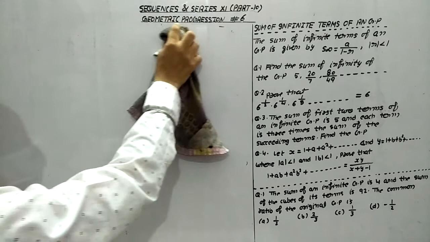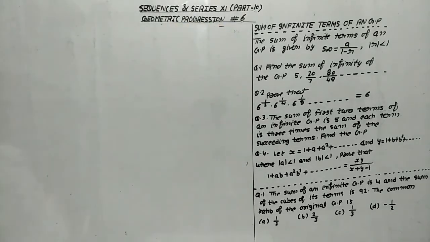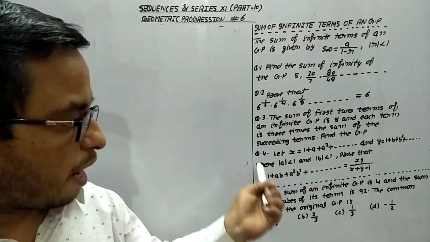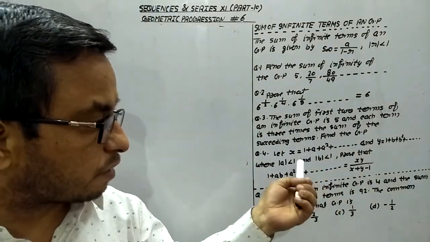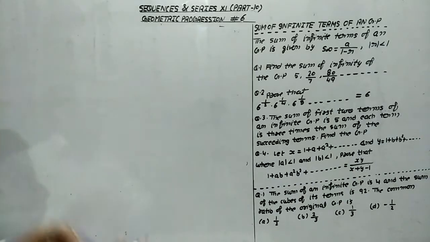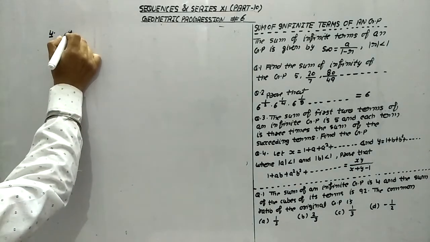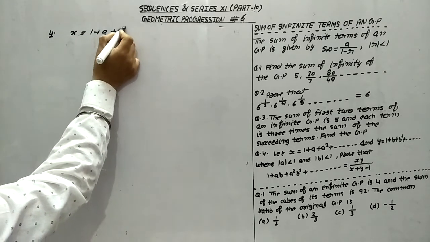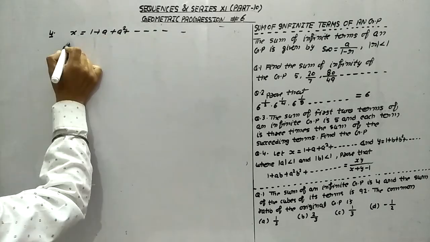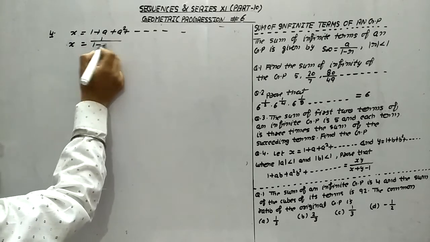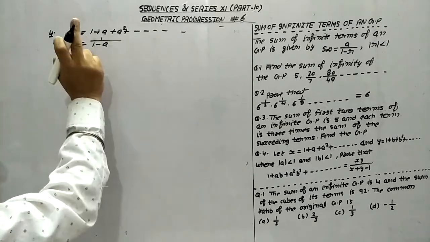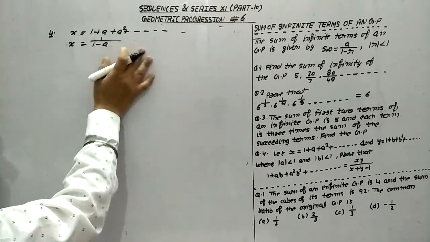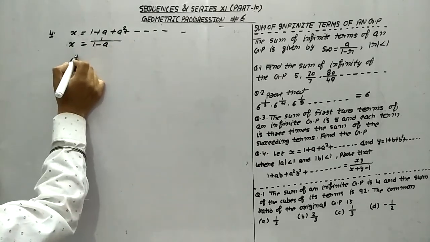Now look at this thing. This question number 4 is also very important. They are saying x is the sum of this, y is the sum of this, and we have to prove that the sum of this infinite GP is this. Now one by one, in question number 4, x is equal to 1 plus a square plus and so on. Therefore x is equal to 1 upon 1 minus a, because the first term is 1 and the common ratio is a. So from here find out the value of a.